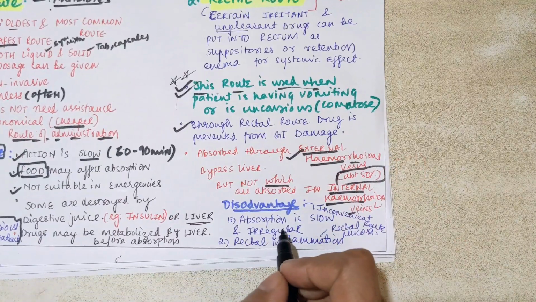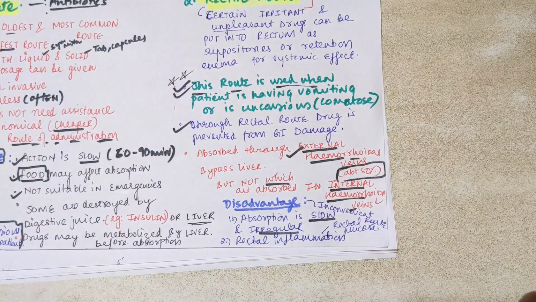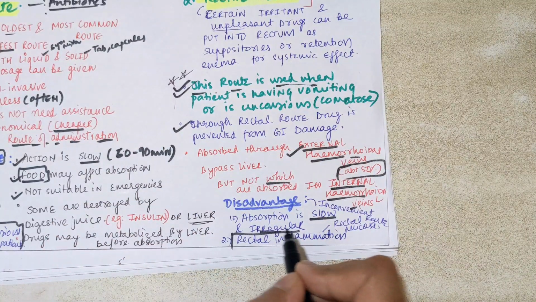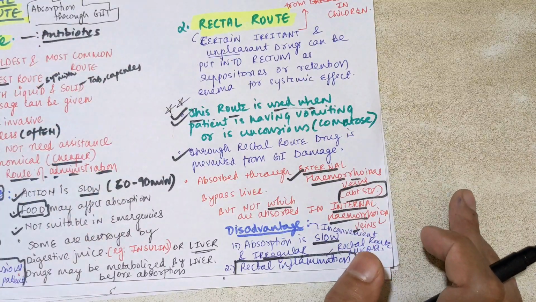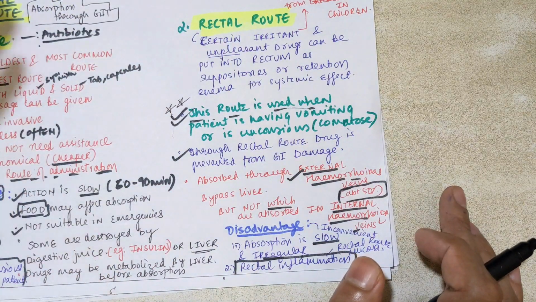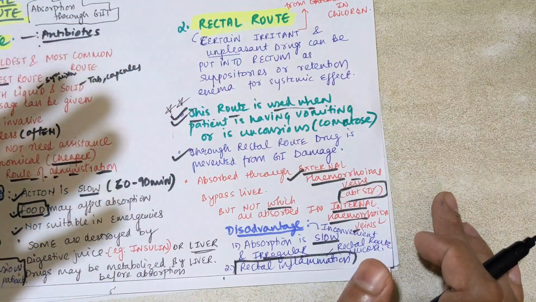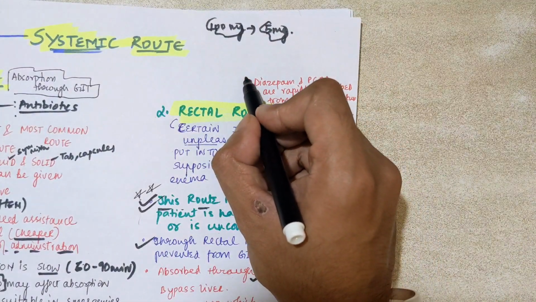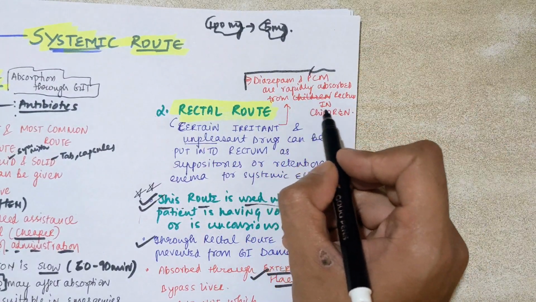Clear? And the disadvantage is that absorption is slow and irregular, and sometimes the drugs can be irritant to the rectal mucosa and cause rectal inflammation. Clear? And the route is also inconvenient or embarrassing: adult patients will not allow the drug to be administered through the rectal route, but in children you can give it, they will not say anything. In adults there is a problem, it is somewhat embarrassing to the patients. Clear? And important drugs like diazepam and paracetamol are rapidly absorbed from the rectum in children.